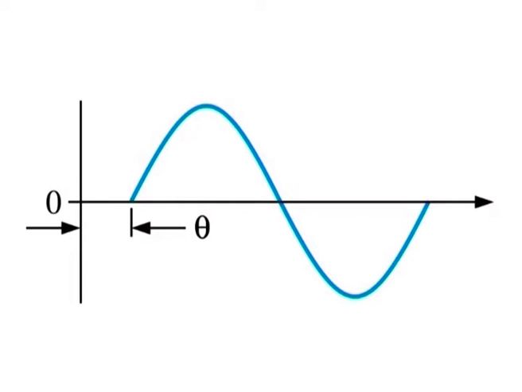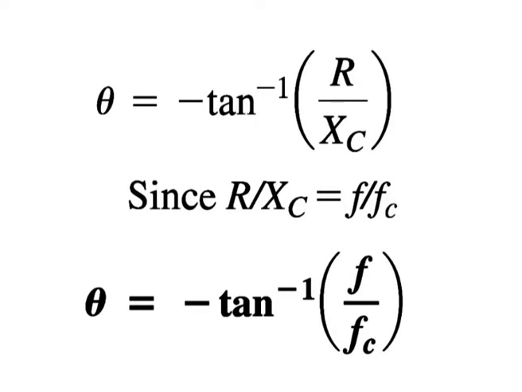From basic AC circuit theory, the phase shift theta is given by this equation, where θ = −tan⁻¹(R/Xc). Since R/Xc = f/fc, theta becomes θ = −tan⁻¹(f/fc). The negative sign indicates that the output lags the input. This equation shows that the phase shift increases with frequency and approaches minus 90 degrees as f becomes much greater than fc.